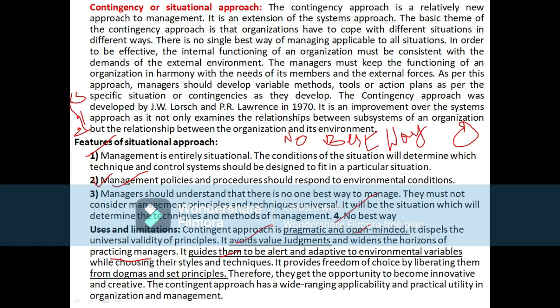This approach guides the managers to be alert and adaptive in nature, because if there are any changes in the environment, immediately they should be able to adapt to those changes. Then it provides freedom of choice by liberating them from dogmas and set principles. These persons are not restricted to the principles, methods and procedures of the organizations. They are given freedom of choice to execute actions depending upon the situations. Whenever they are given freedom to express their views and opinions, and to set the principles by their experience and knowledge depending upon the situation, it makes them very creative and innovative.